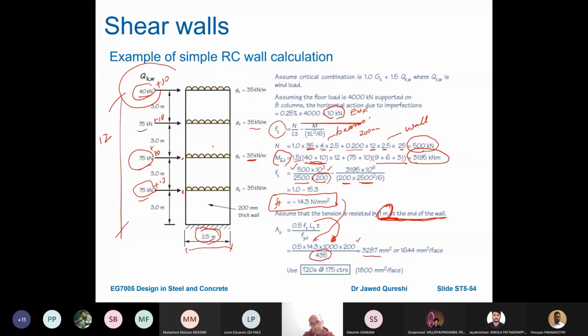So this is giving me 3287 millimeter square overall area. Dividing it by 2, I'm getting 1644 per face, because it's used on 2 faces. And I can use T20, meaning a 20 millimeter diameter bar at 175 millimeters center to center. Now this will give me the tensile reinforcement in the wall.